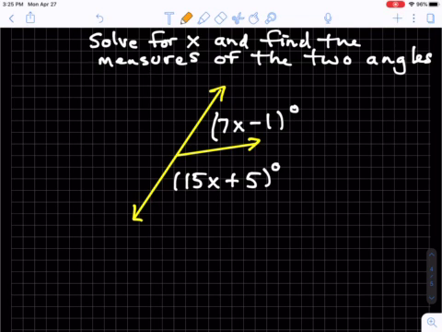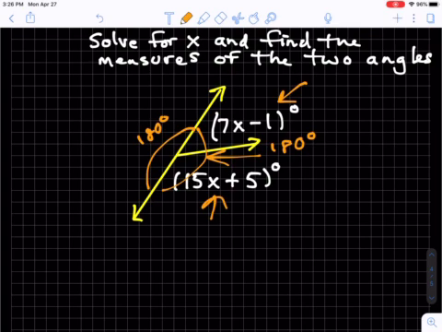Well, look at the two angles. I know that this right here is a straight angle, right? So that means that this measure that I just marked is 180 degrees. And it's split up between this angle right here and this angle right here. Well, then that just means that those angles, 7x minus 1 and 15x plus 5, are supplements of each other, and they add up to 180 degrees.